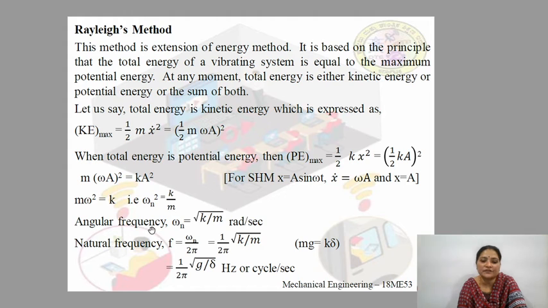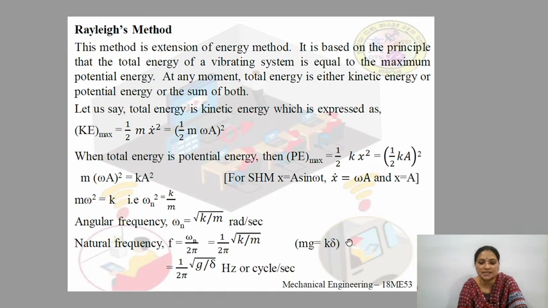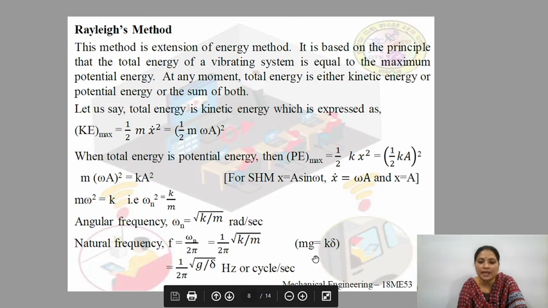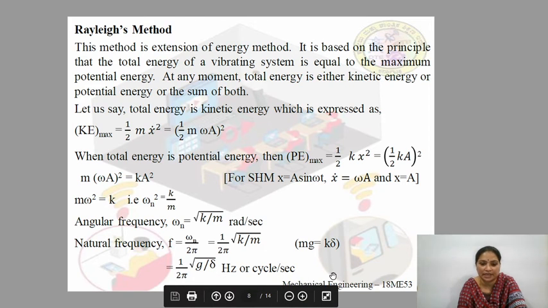We all know that angular frequency omega n is equal to what? Under the root of k by m radians per second. The equation for natural frequency is again f equals omega n by 2 pi, which is equal to 1 by 2 pi under the root k by m. As discussed earlier, k by m can also be written as g by delta. So therefore, the other equation for natural frequency, that is f equals 1 by 2 pi under the root g by delta hertz or cycles per second, also holds good.